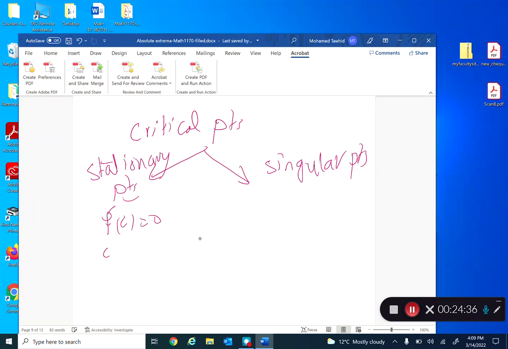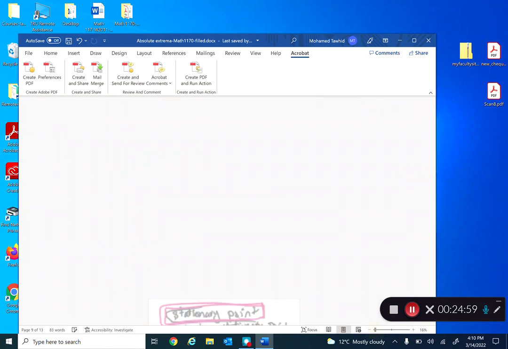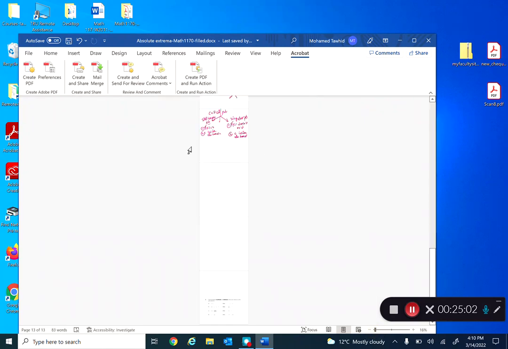And c, that's condition 1. Condition 2, c should be inside the domain. All right? So that is 1. Singular point: your derivative does not exist, and also your c must be inside the domain. In this case you could have local min or local max.